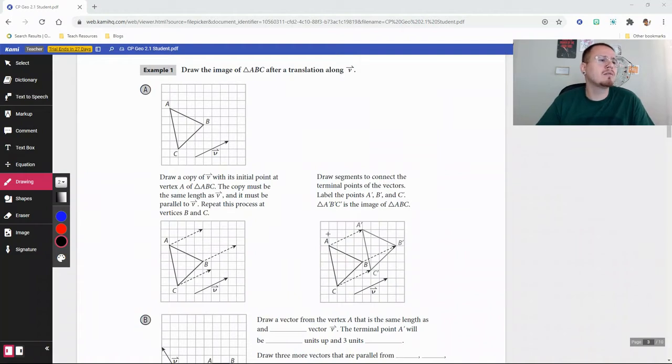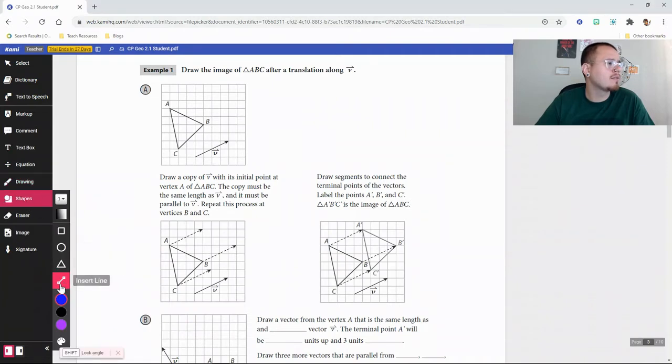So here we go. You have a copy that you're going to draw of the vector with this initial point at vertex A. So it must be the same length. So how can you do that? You can use a ruler. You can use a tracing paper. I'm going to see if I can use a line, because otherwise I don't think I'll be able to be precise enough.